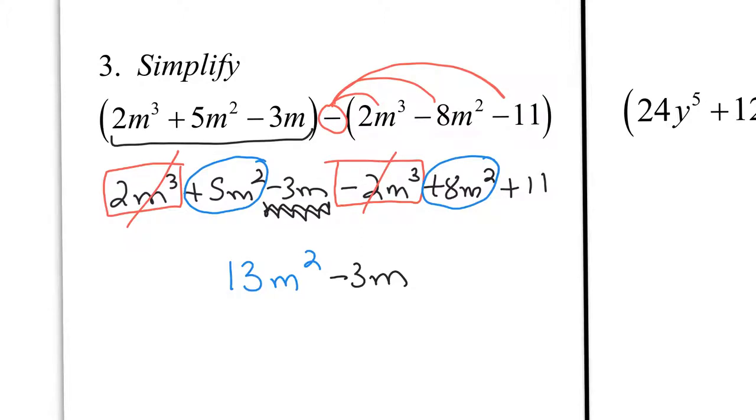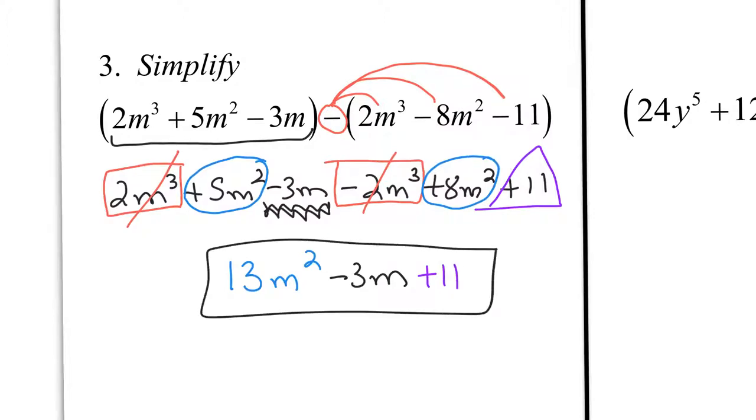And then I look at the last one. The constant is a plus 11. I'm looking for another constant. We don't have one, so I'm just going to put plus 11 at the end. This right here is in standard form. You don't have any more like terms. So we got the answer.